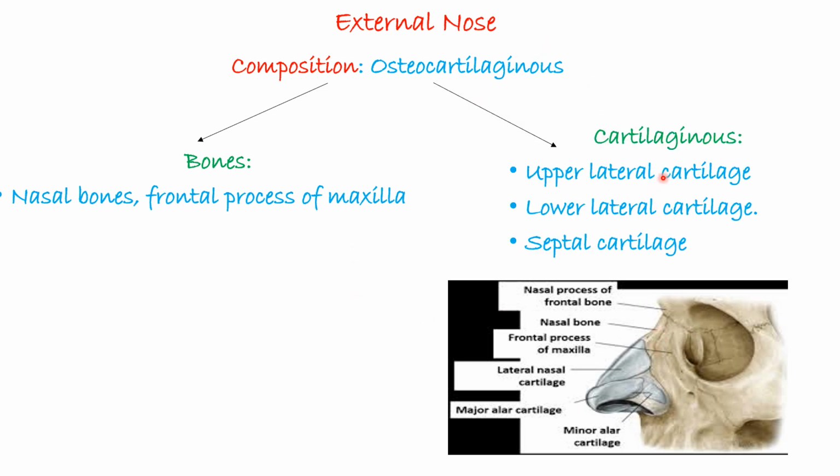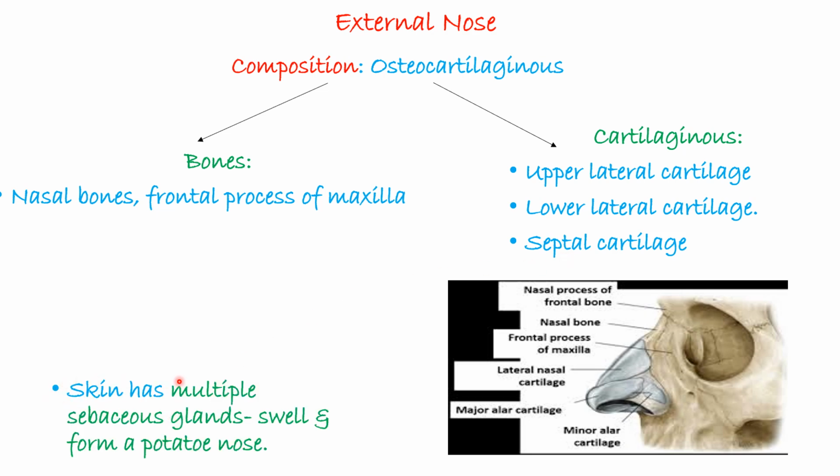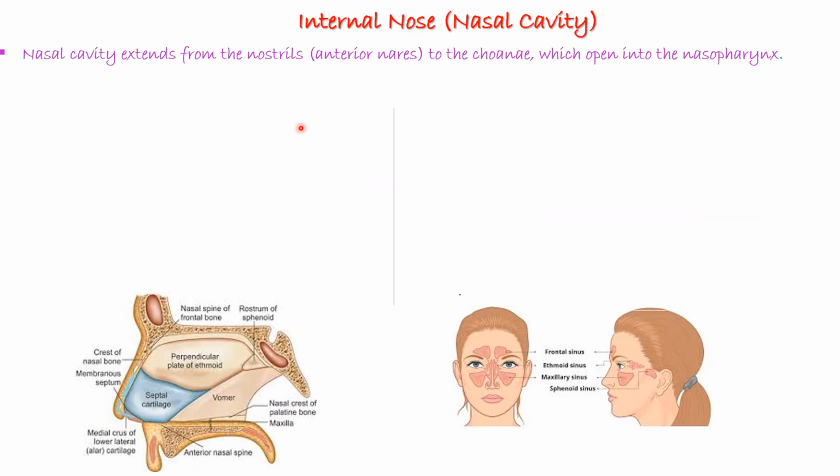In the cartilaginous part, we have three parts of the cartilage. We have the upper lateral cartilage, we have the lower lateral cartilage, and we have the septal cartilage, which kind of forms part of both the internal and the external nose. In addition to that, we have the skin covering the nose. The skin covering the nose has multiple sebaceous glands, and when these glands usually swell, they form a potato shaped nose.